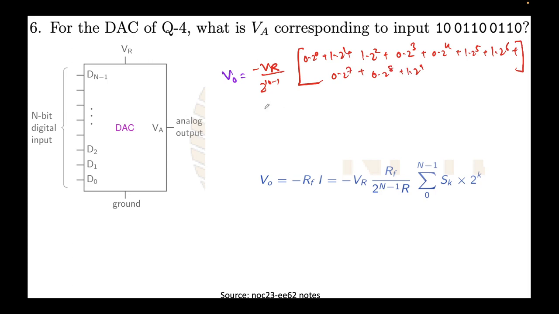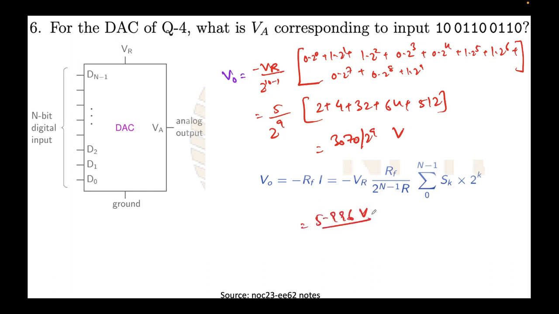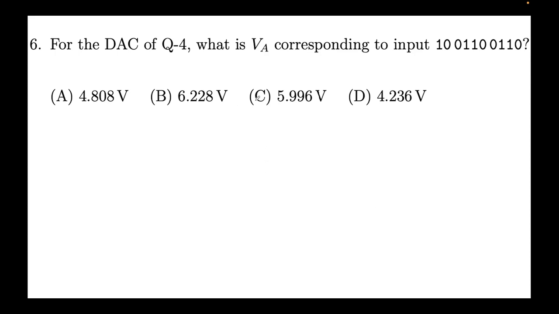All right, so let's do that. VR is minus 5 and this is 2 raised to the power 9. So let's evaluate. This will come out to be 2 plus 4, 8 and 16 will not be there, 32 plus 64, 128 will not be there, 256 will not be there, there will be 512. So this turns out to be 512 plus 64 plus 32 plus 4 plus 2 into 5, that's 3070. So 3070 over 2 raised to the power 9 volts. This turns out to be 5.996 volts, which is our option C over here.